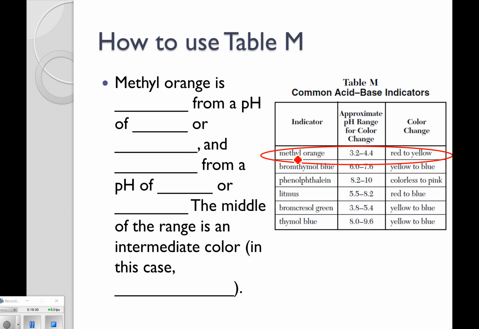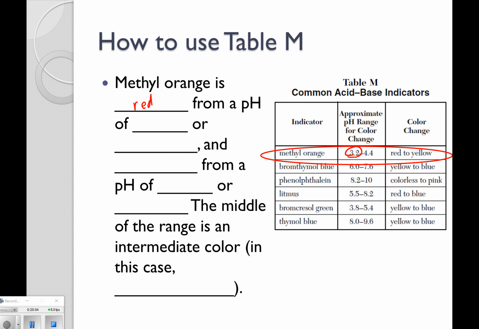So if we use methyl orange, I'm going to use this as an example. If we use methyl orange as an indicator for a solution to see if it's acidic or basic, we're only going to see 2 to 3 colors. The indicator is either going to show red or yellow, or an intermediate color as we see a transition from red to yellow. So methyl orange is red. I kind of read this left to right. 3.2 to 4.4, red to yellow.